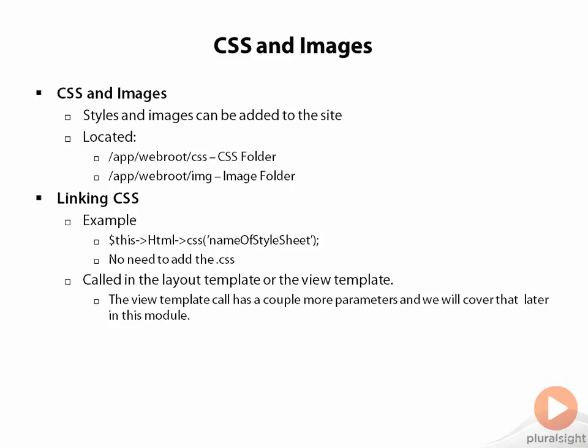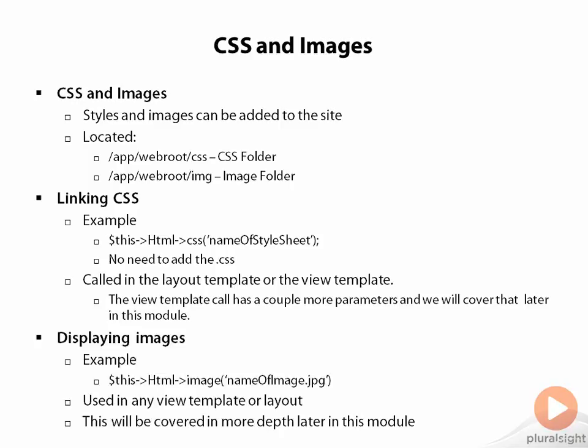You can call this helper in the layout template or in the view template. If you call it in the view template, there's a couple more parameters that we'll need to pass in, but we're going to cover that later in this module when we discuss the helpers. If your layout or any of your views need images, you can display an image with the following code, $this->Html->image, and then pass in as a parameter the name of the image that you would like displayed, including the file extension. This call can be used in any view template or layout. There's other parameters that we can pass in with this HTML helper, but we'll cover that more in depth later in this module.